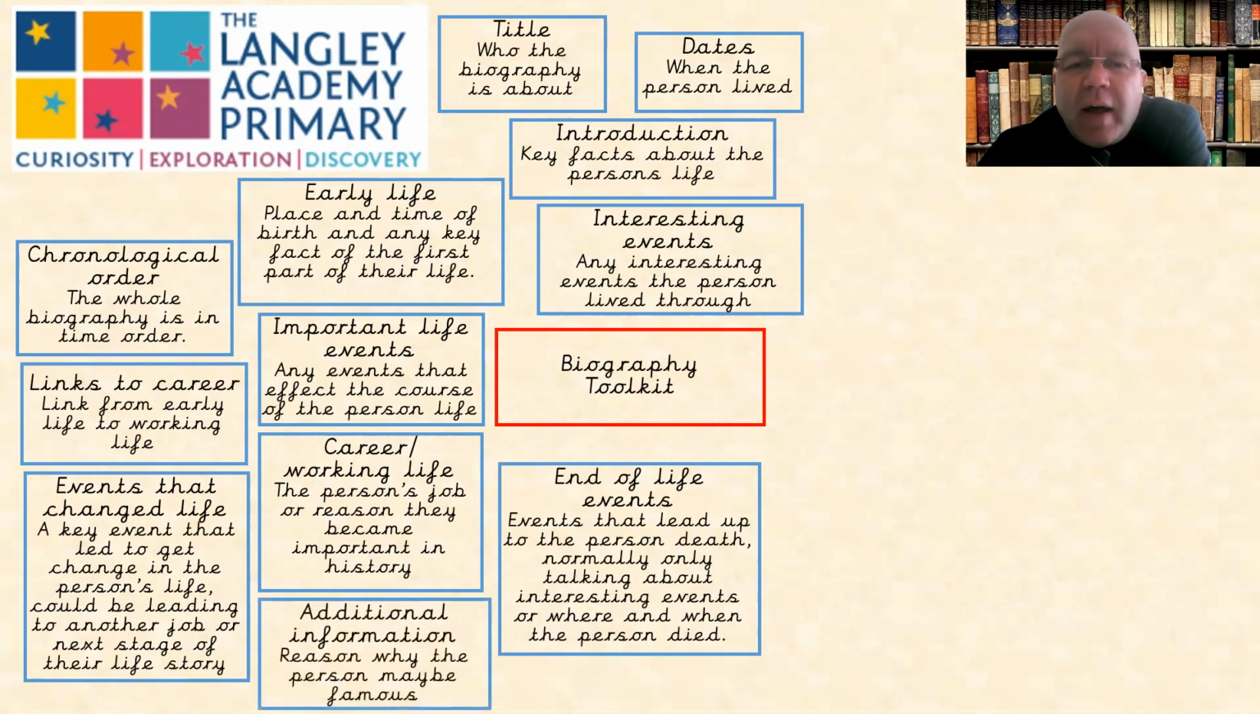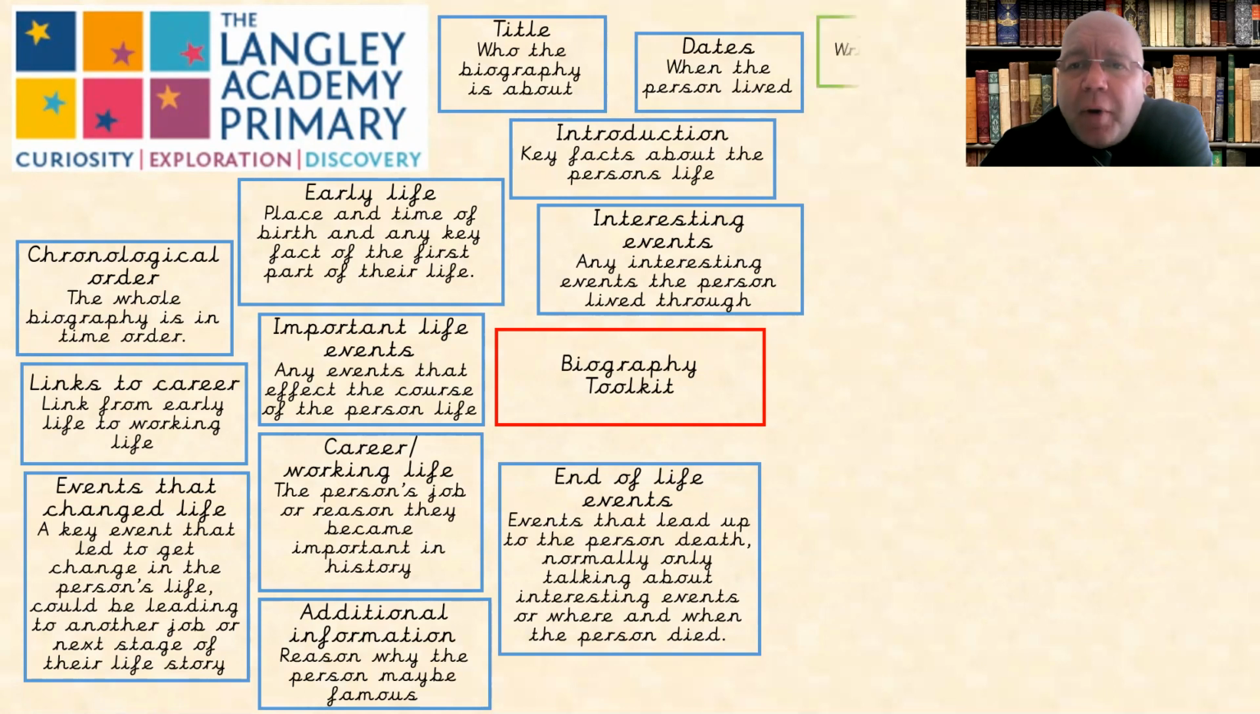And then finally, that little extra bit at the end. Those little bits of information that maybe didn't fit quite well into the rest of the biography. You can slot them in, create a paragraph at the end, any additional information, why they were famous, if they were. So anything you want to add in that you've not been able to slot into the rest of your biography.